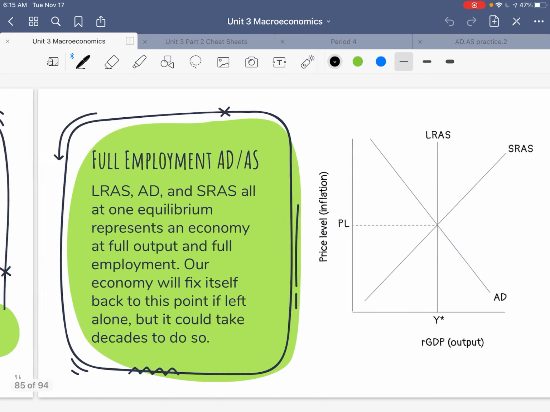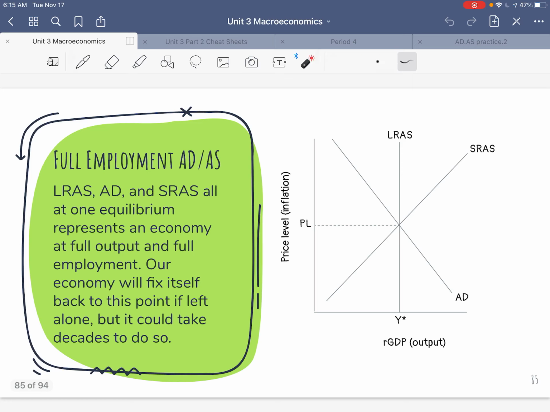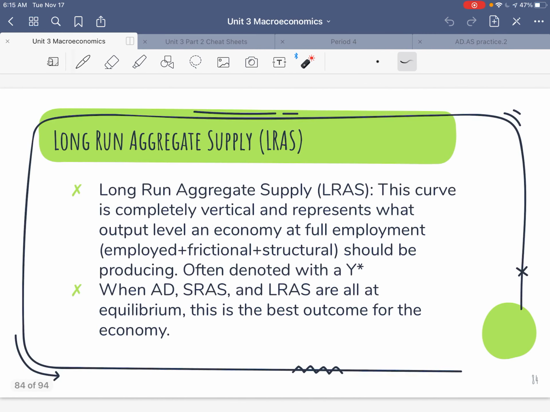And let me show you really quickly what it looks like. It looks like this. This is the long run aggregate supply curve right here. This is our old SRAS curve and our AD curve. We already know that, okay? So long run aggregate supply is completely vertical, and it should be, and it represents how much stuff we are able to make if we're at full employment.